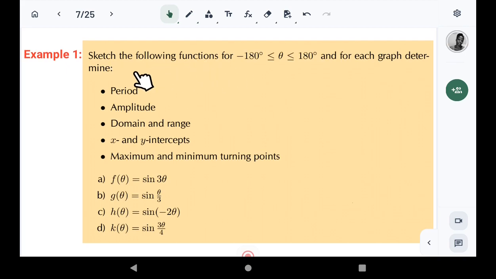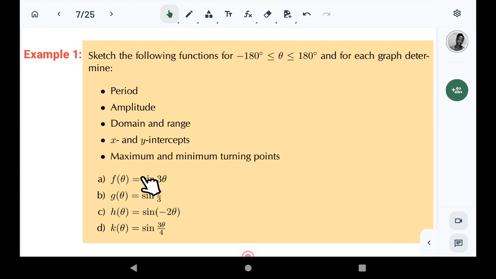Now let's look at an example. Example 1. Sketch the following functions for theta between -180 and 180 degrees. For each graph, determine the period, amplitude, domain and range, x and y intercepts, maximum and minimum turning points. Now these are the functions: sine 3 theta, sine of theta over 3, sine of -2 theta, sine of 3 theta over 4.